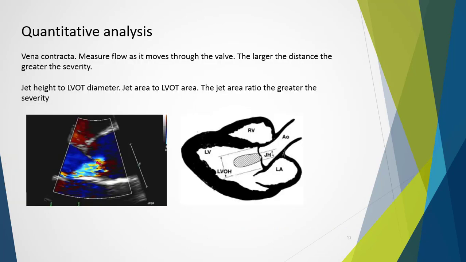Then we have quantitative analysis methods. The vena contracta is a measure just distal to the valve as colour flow moves through the orifice. It is important to measure it in early diastole when the flow should be maximal. Jet height to LVOT diameter establishes a simple ratio to indicate severity. Alternatives to this may be taken from the short axis, where instead we measure the jet area to LVOT area. So here is the example of measuring the vena contracta, just as it moves through the valve, and here we can show that we measure the jet height to the LVOT height to establish the ratio.